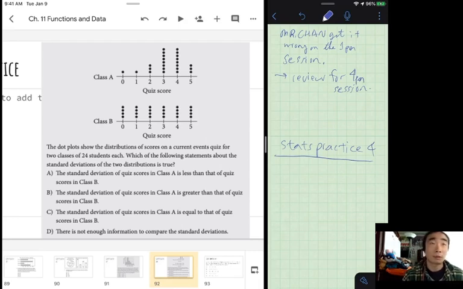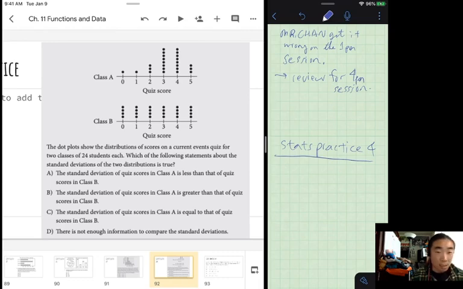All right, so for this question, we have standard deviation, we have some quiz scores like the ones I showed you from before. We notice both classes have the same amount of people, that's the same amount of dots. And it's asking you which of the following statements about standard deviation is true. So choice A, the standard deviation of the quiz scores in class A is less than the quiz scores in class B.